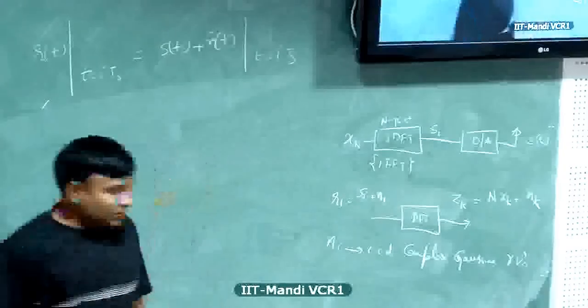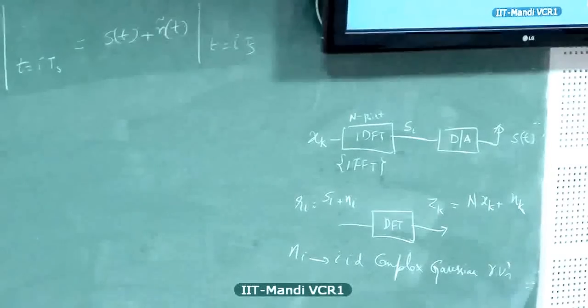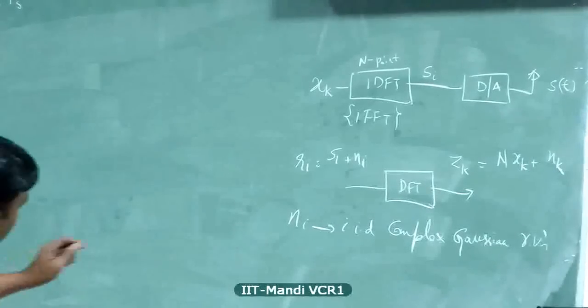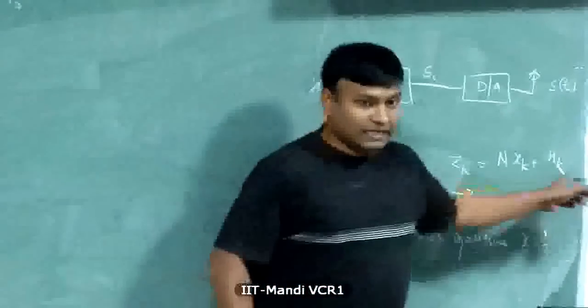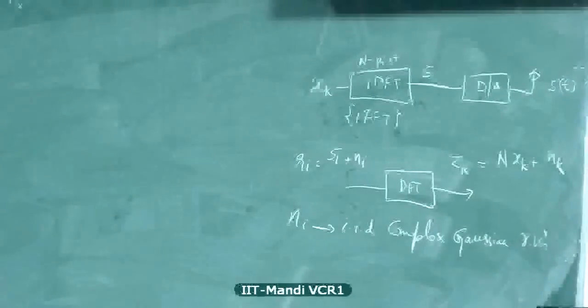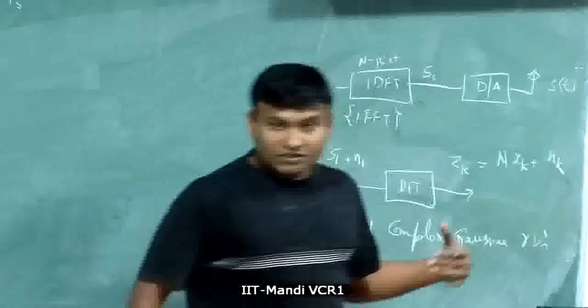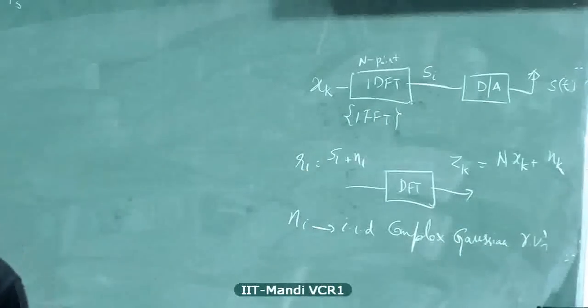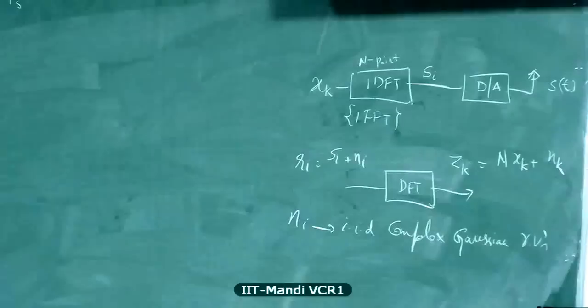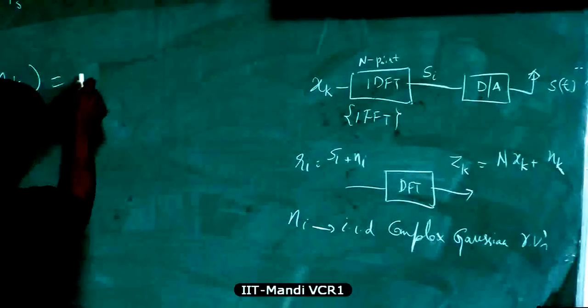N tilde of I are IID complex Gaussian random variables. They all have the same statistics, so it doesn't matter which I you collect them. Now we pass this through a DFT and we end up with N of K. What are the properties of N of K? Because DFT is a transformation, what happens to the statistics of N of K is of relevance to us. You can show that the expected value of N of K is equal to 0.